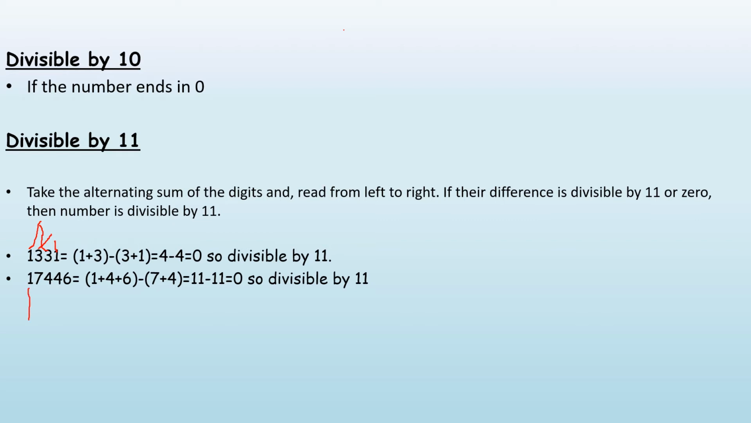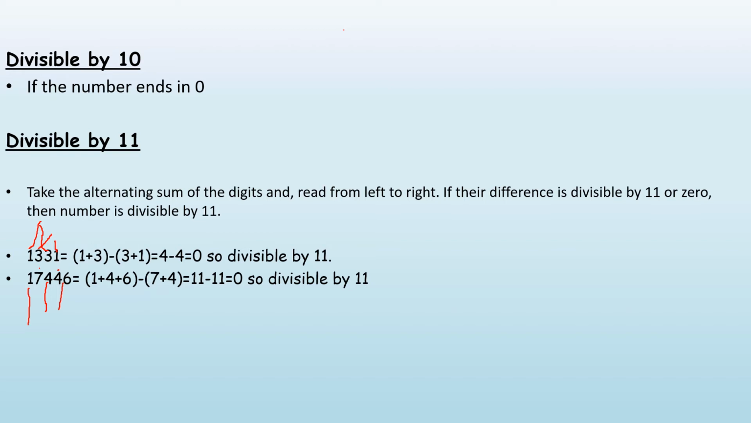Likewise here, you have to take 1, 4, 6. You add the alternating digits, 1 plus 4 plus 6. Then you add 7 and 4. So 1 plus 4 plus 6 minus 7 plus 4: it is 11 minus 11, equal to 0. It is divisible by 11. If the answer you get is 0, then that number is divisible by 11.